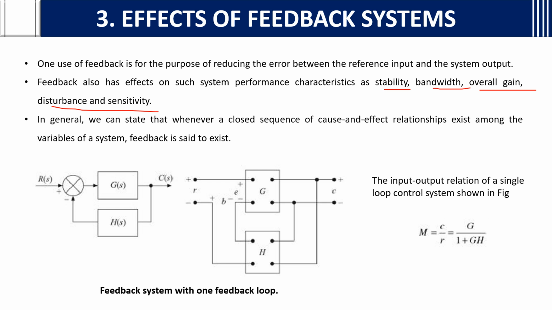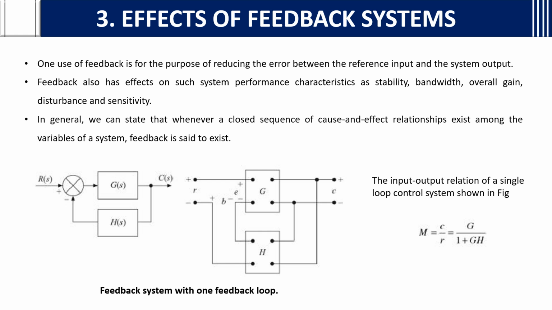In general, we can state that whenever a closed sequence of cause and effect relationships exists among the variables of a system, feedback is said to exist. When they are, in general, we can state that a closed sequence of cause and effect relationships exists among the variables of the system, feedback exists. Cause and effect both exist in the system. Then the feedback is said to exist.